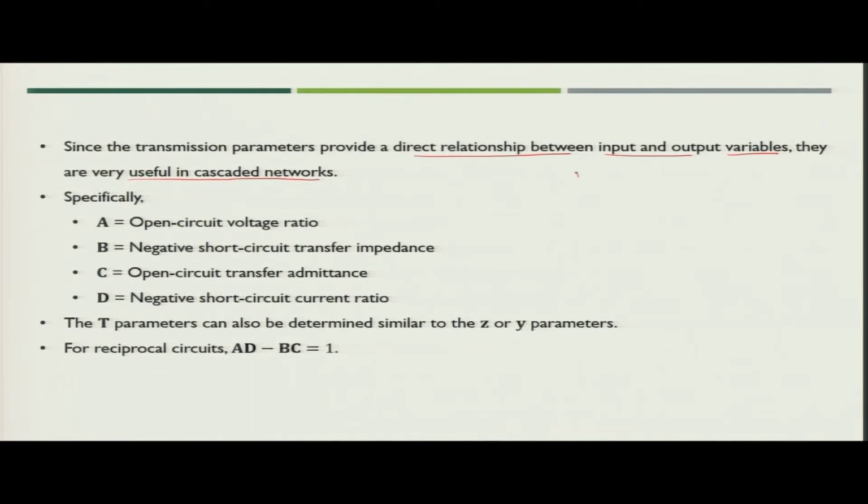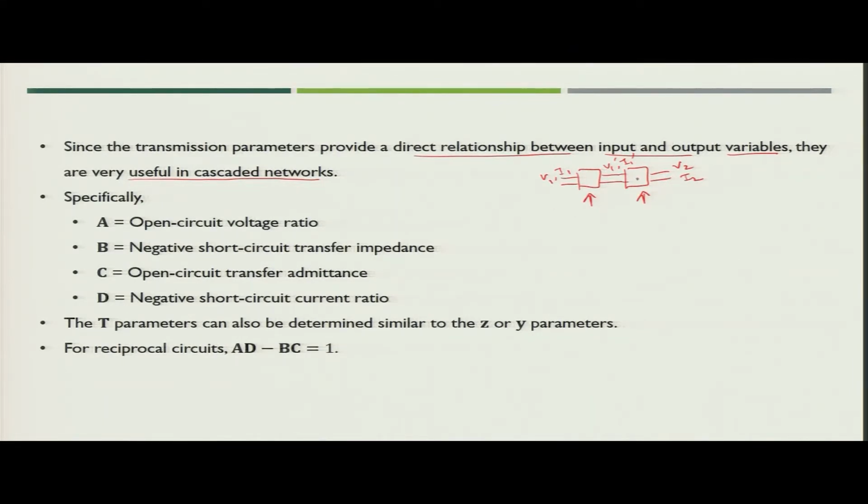That means, if you have two networks connected in cascaded fashion, here the input parameters are V1 and I1, the intermediate parameters you can say V1 dash and I1 dash, and the output you may have V2 and I2 as variables. So, the transmission parameters will help you to establish the relationship in those cases when you have cascaded networks.